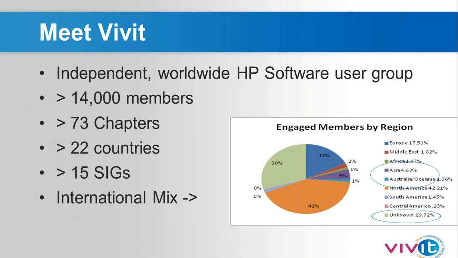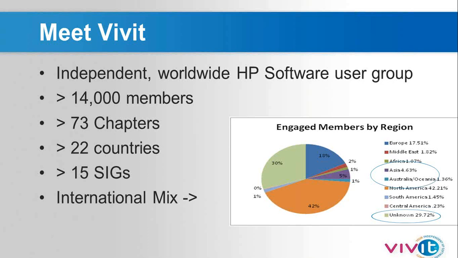Vivit is nowadays governed by a nine-member board of directors, of which I am one, responsible for all the special interest groups and chapters worldwide. All those board members are volunteers, as well as the leaders running the chapters and special interest groups. At this moment, we have more than 14,000 members worldwide. We run more than 73 chapters across 22 countries, and chapters are locally based communities, most of the time hosting local events as well as virtual events.